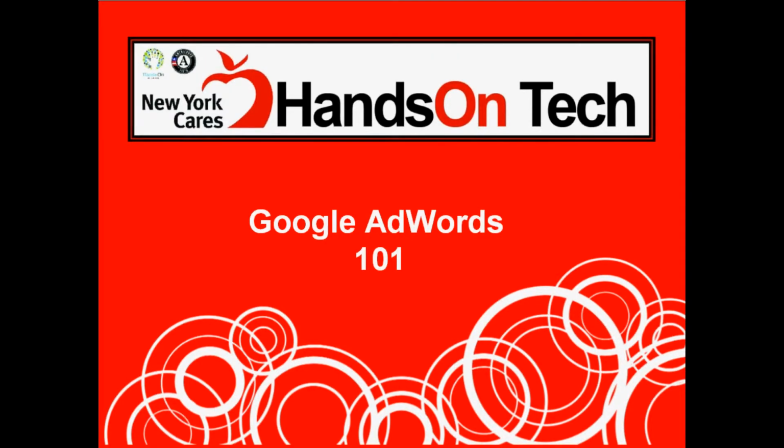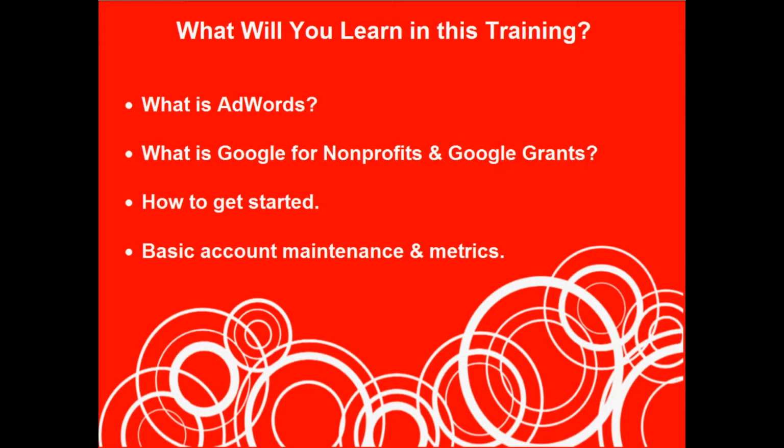Today I'm going to be talking about AdWords. If you are accepted into the Google for Nonprofits program, you're allocated up to $10,000 a month in AdWords money. This is a fantastic opportunity for you as a nonprofit, so today I'll be talking about how we can optimize that for you. This training is going to cover how the AdWords platform works, how AdWords works in conjunction with the Google for Nonprofits program, how to use it effectively once you're approved for Google grants, and on top of that, some basic metrics and account maintenance.